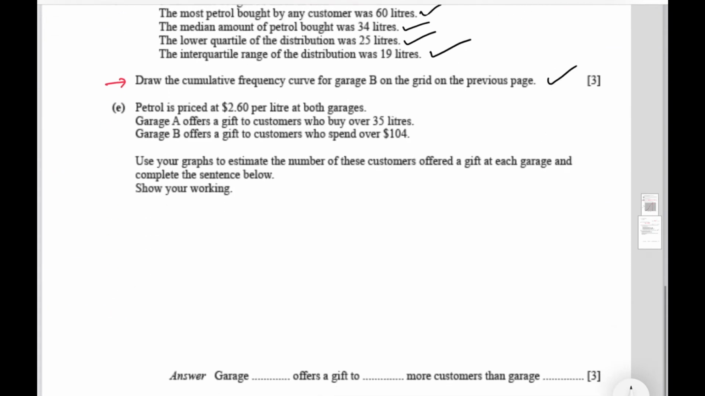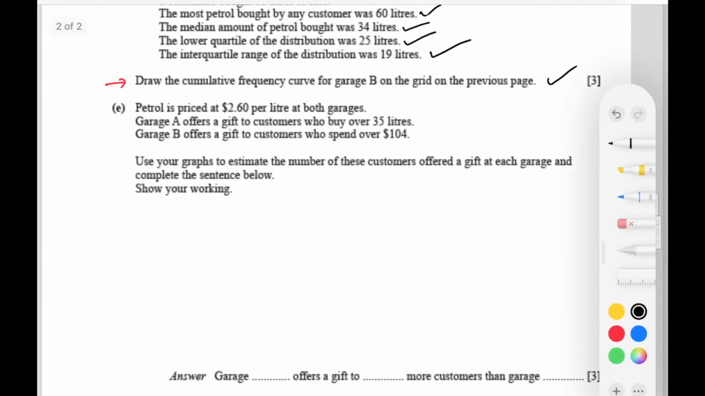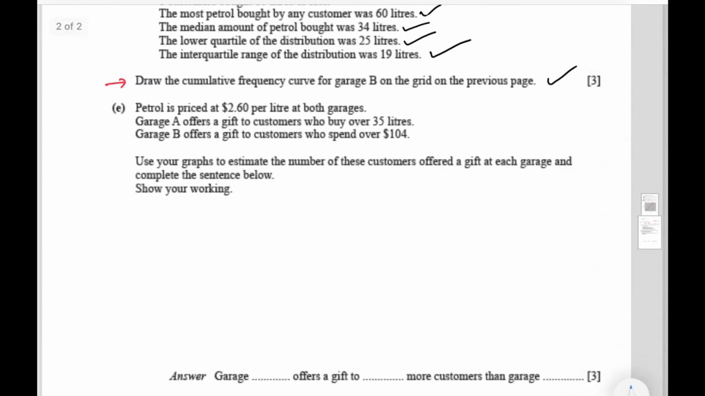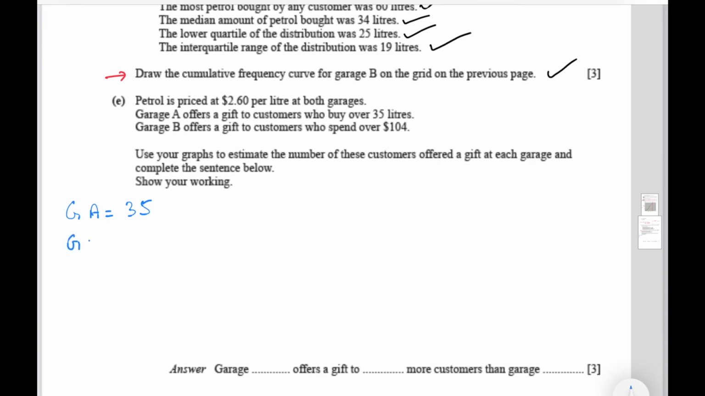Now the last part. Petrol is priced at $2.6 per liter at both garages. Garage A offers a gift to customers who buy over 35 liters. Okay, so let's write this information down. Let's do all of this in blue. So Garage A, GA, 35 liters or more. Okay, and then Garage B offers a gift to customers who spend over $104.